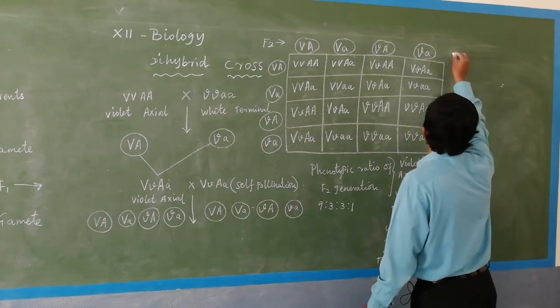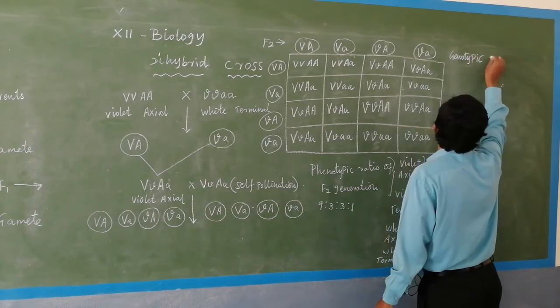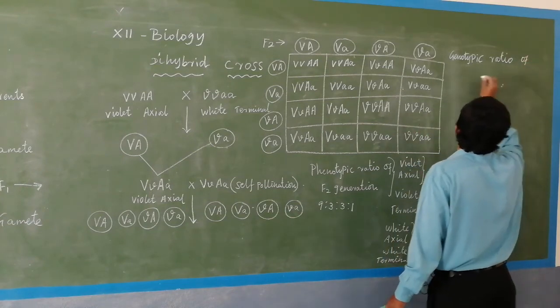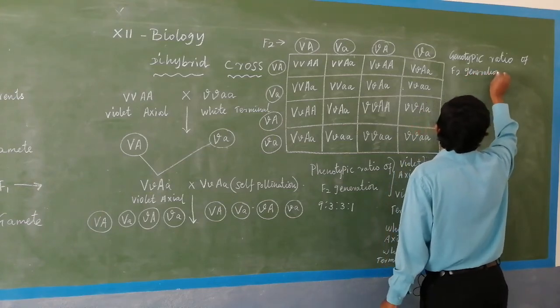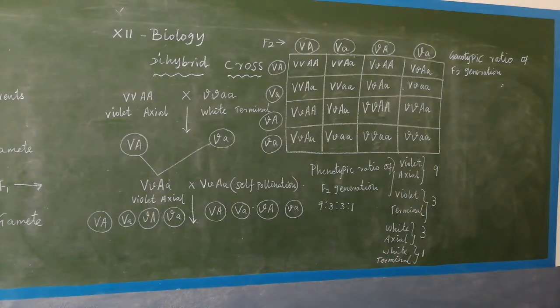Next one is genotypic ratio. Genotypic ratio of F2 generation. The phenotypic ratio is 9, 3, 3, 1. For the genotypic ratio, we are counting how many members are in different categories.